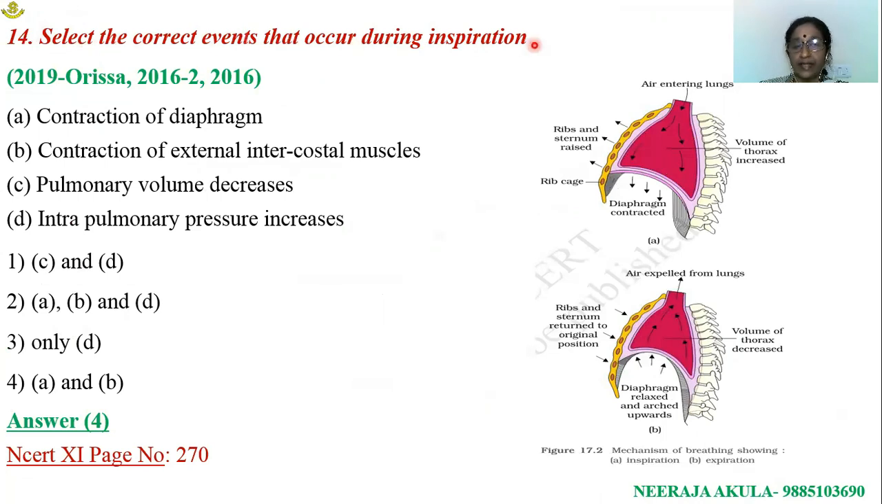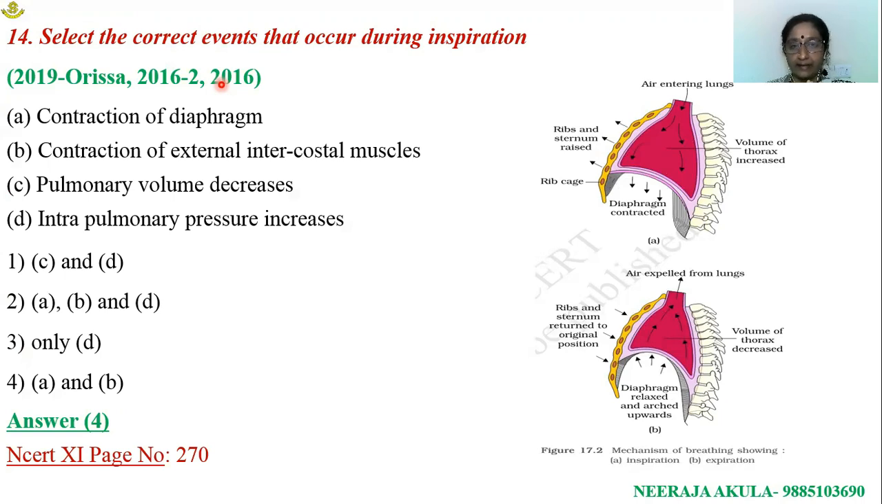Select the correct events that occur during inspiration. Two major events are associated with the mechanism of breathing, inspiration and expiration processes. Major muscles that are associated with the breathing movements are intercostal muscles and phrenic muscles. Intercostal muscles are of two types, external intercostal muscles and internal intercostal muscles. Phrenic muscles are associated with the diaphragm.